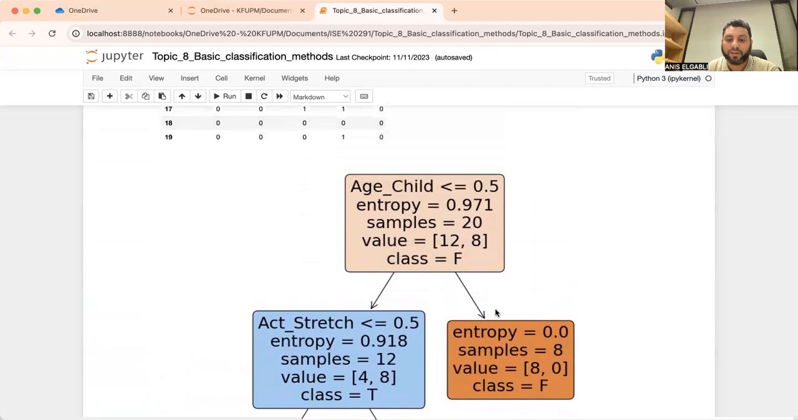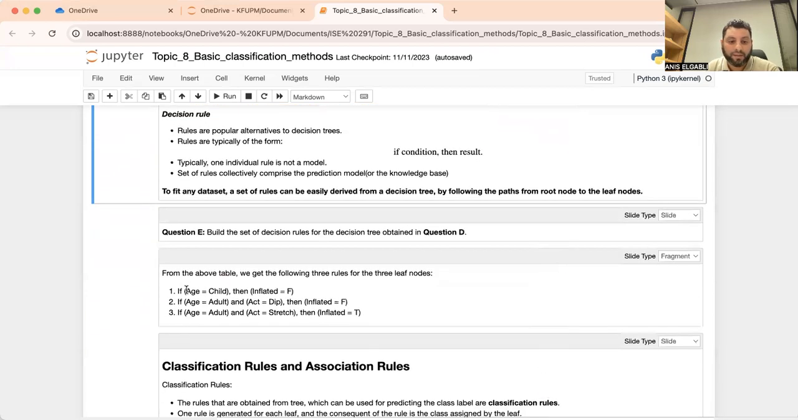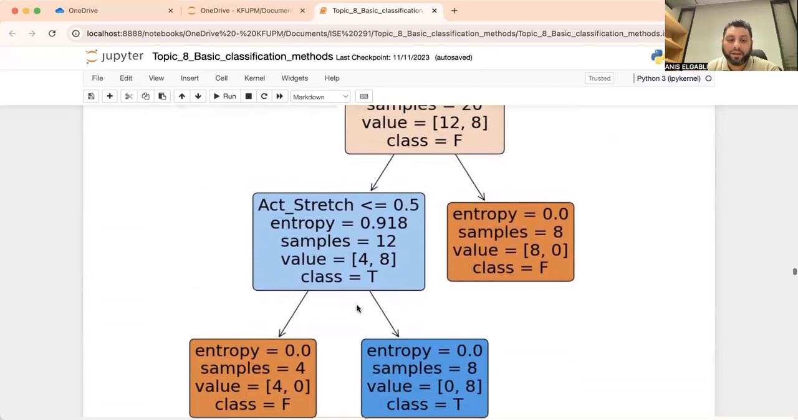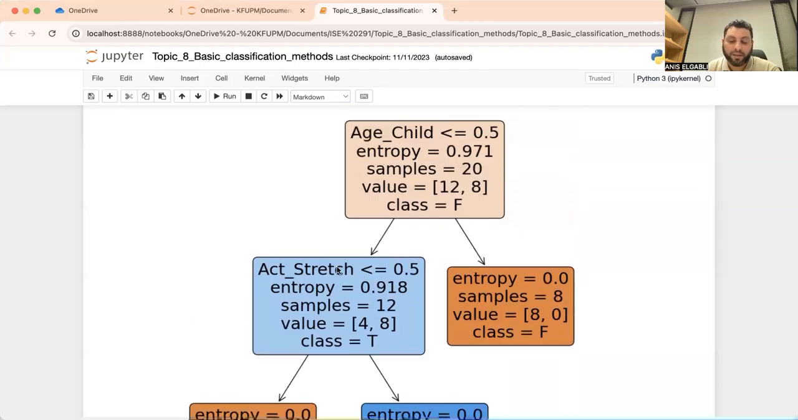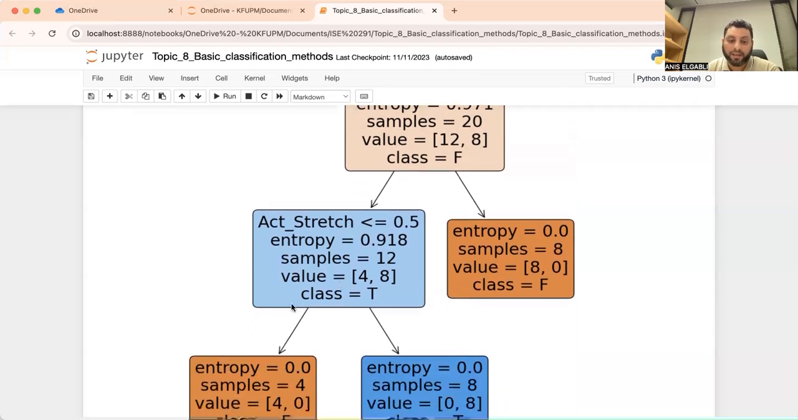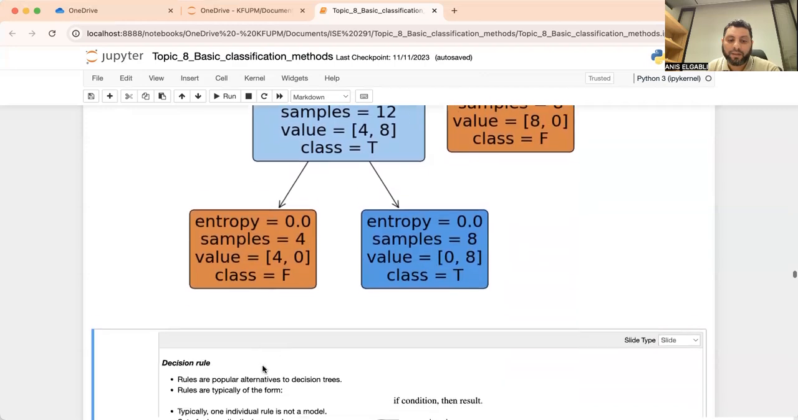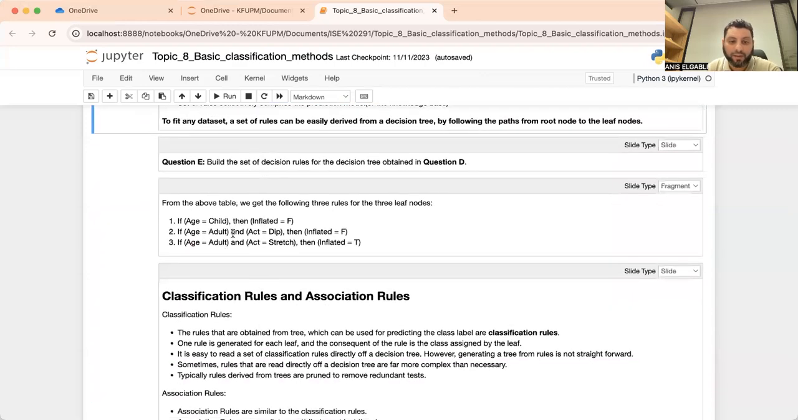For example, what's the rule for this one here? If age is equal to child, then inflated is equal to false, right? Now, let's look at the rules associated with these two leaf nodes. Let's look at this one here. If age is not equal to child, in other words, if age is equal to adult and act is equal to dip, then inflated is equal to false. If age equal to adult and act equal to dip, then inflated is equal to false.